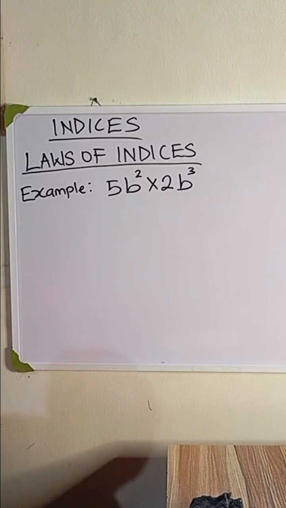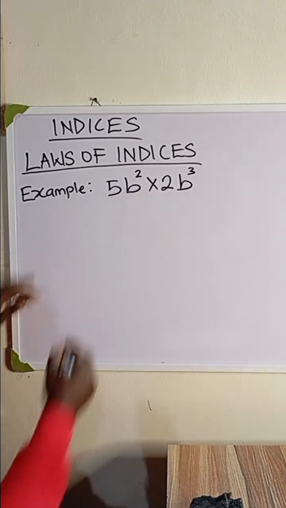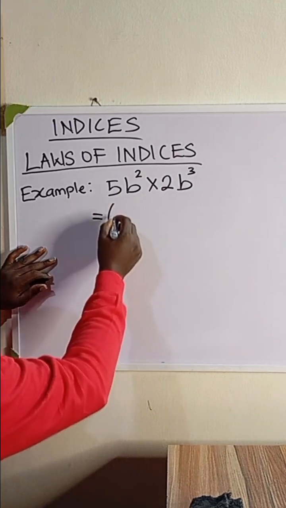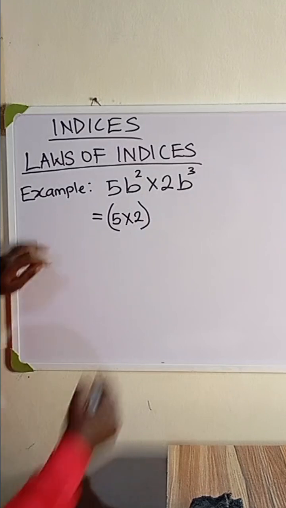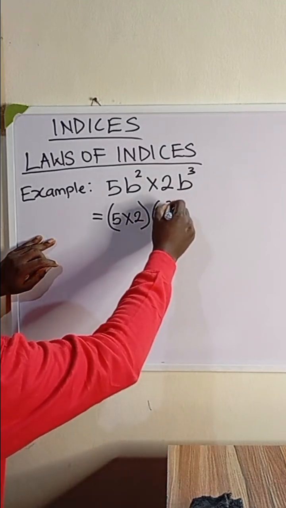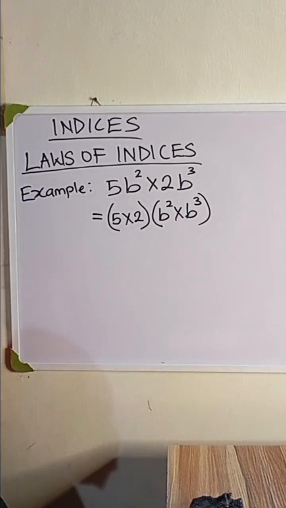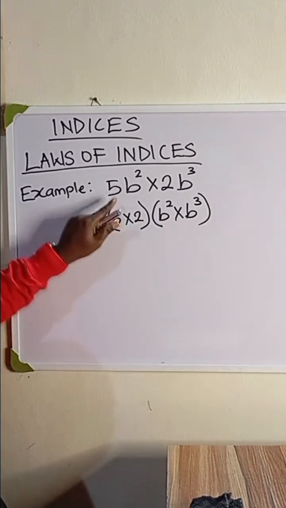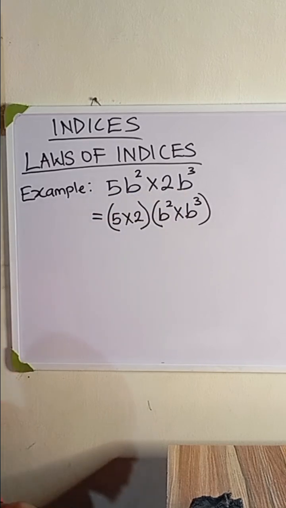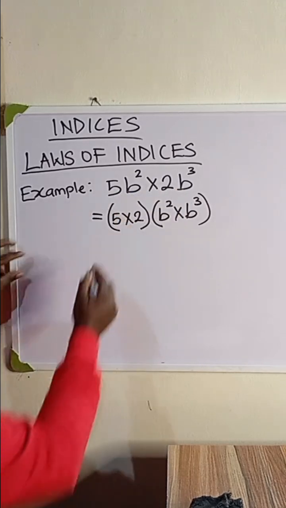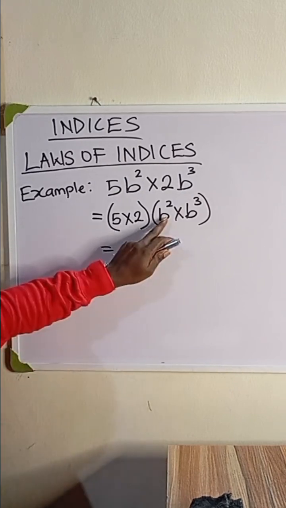The safest way to go about this is to take the two numbers, which are the coefficients, and put them in one bracket, 5 times 2. And then in a second bracket, you can put b to the power of 2 times b to the power of 3. They are just the same thing. All we did was separate the numbers from the alphabets.